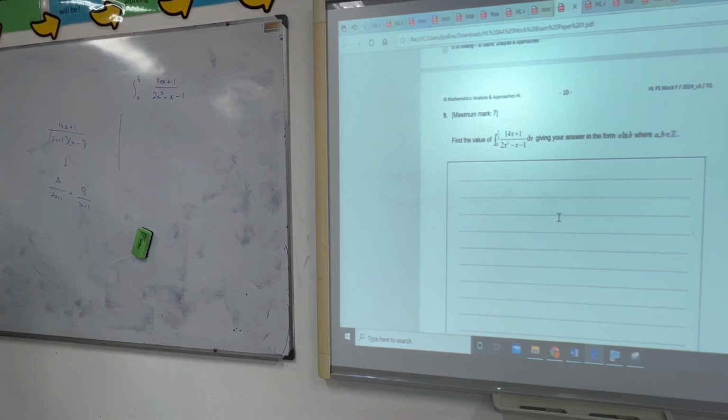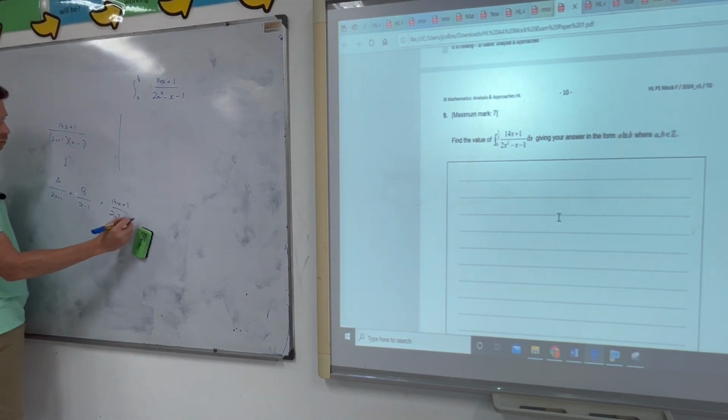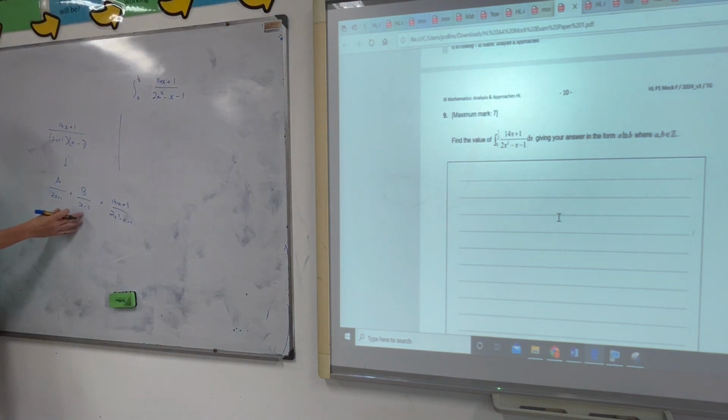So we've got to find a and b before we can even start to integrate. How do we find a and b? Well, this should equal 14x plus 1 over 2x squared minus x minus 1. So I'm going to get a common denominator, which is this times this. So I write 2x plus 1, x minus 1, multiply them together, and my numerator then becomes a times x minus 1, because this one has to be times by x minus 1, plus b times 2x plus 1.